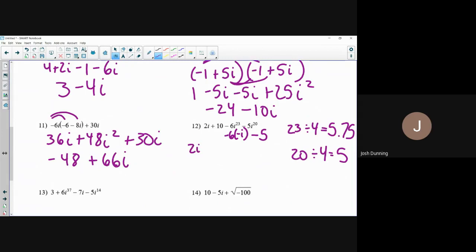So we got 2i plus 10, that double negative plus 6i minus 5. 10 minus 5 is 5. 2i plus 6i is 8i.